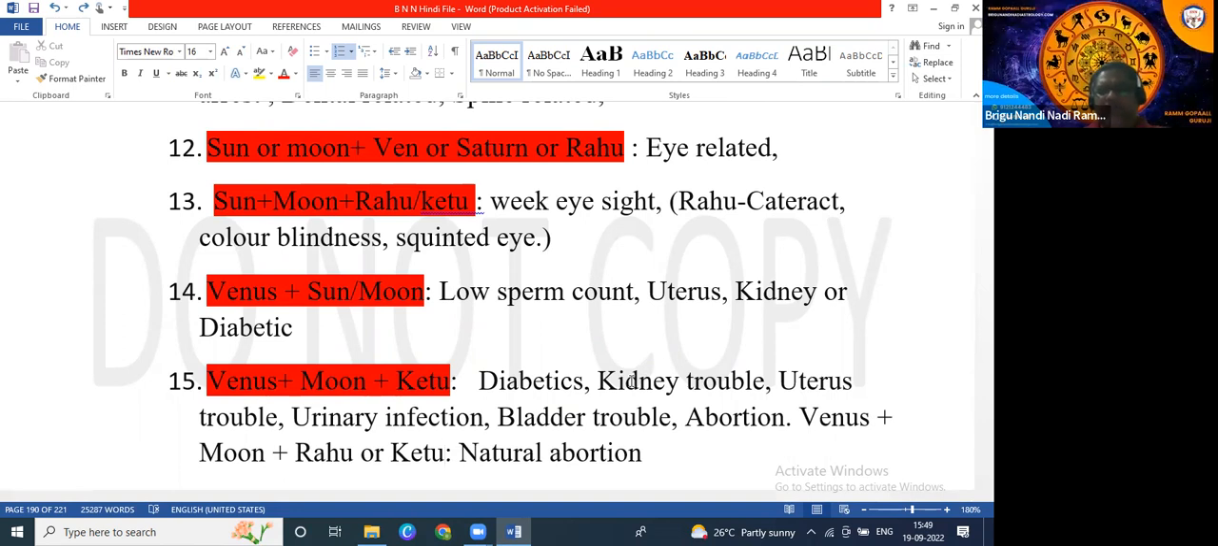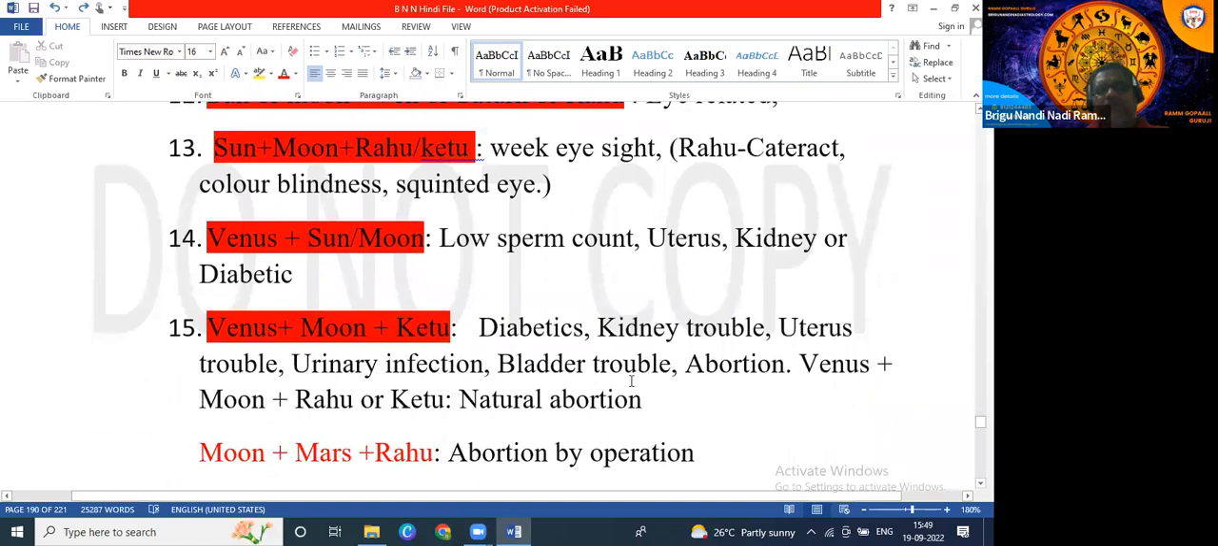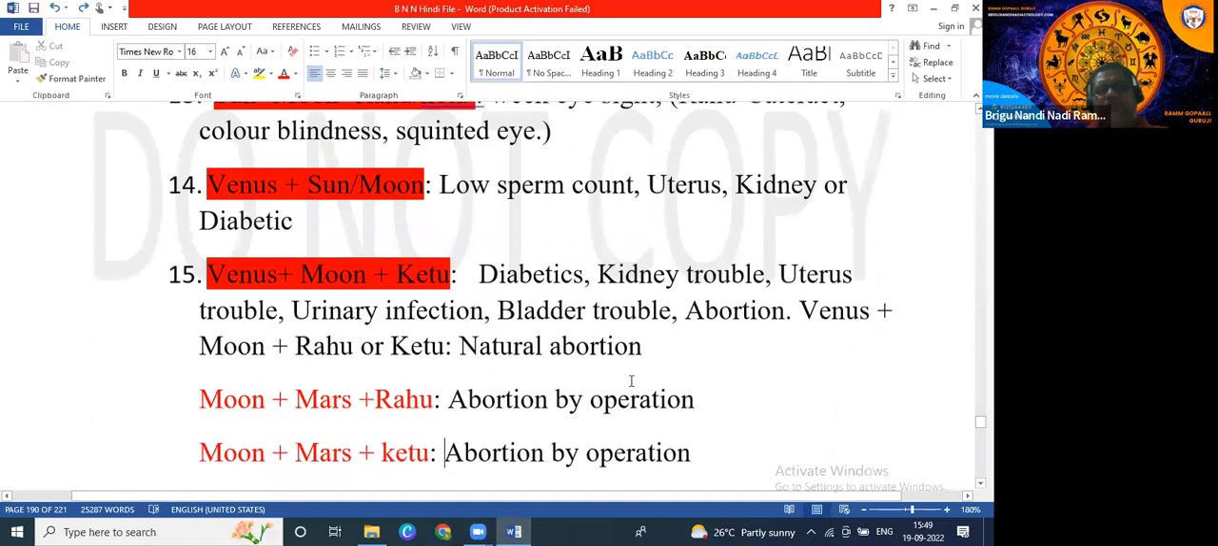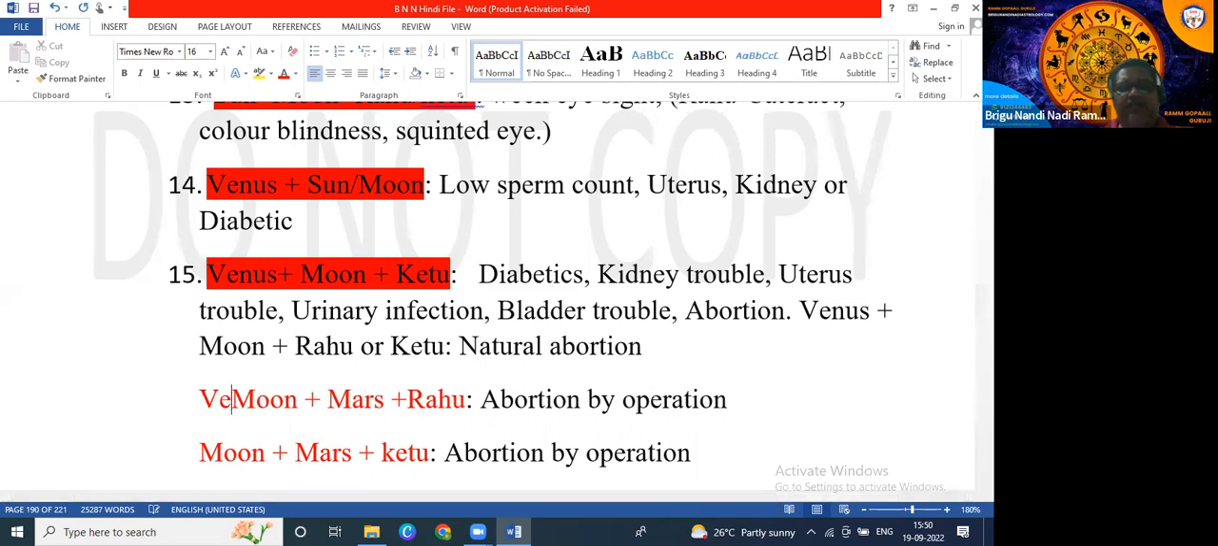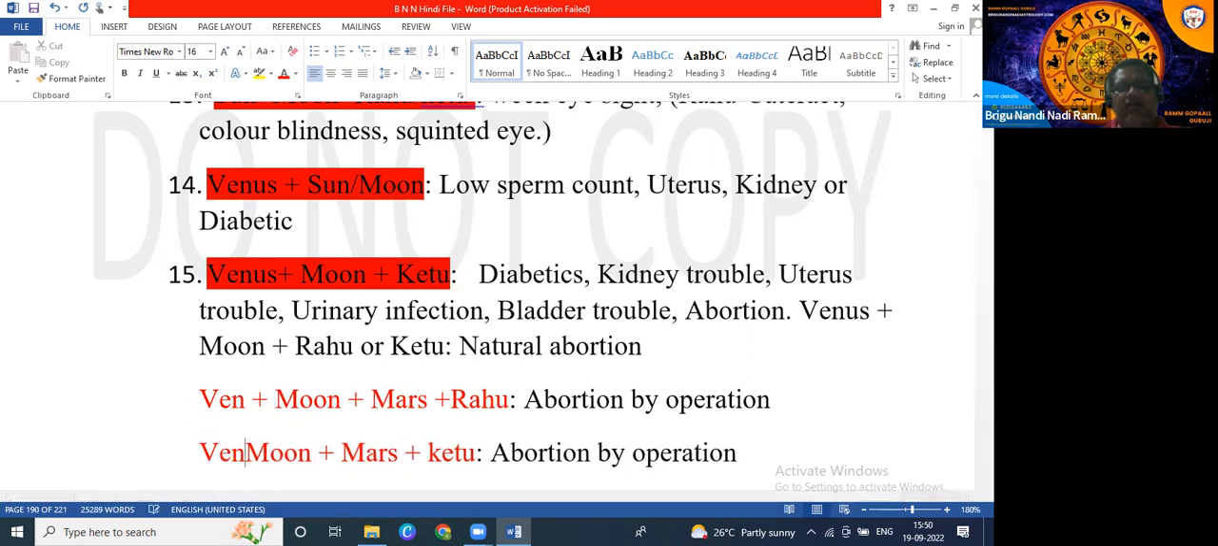Venus, Moon, Rahu, Venus, Moon, Ketu: natural abortion. And Moon, Mars, Rahu, Moon, Mars, Ketu: abortion by surgery or operation. So that is the difference. So Moon, Rahu, Moon, Ketu: natural abortion. If Mars is there, then there will be surgery. So here, Moon, Mars means here we should have Venus plus Moon. So even only Moon also gives the same thing.